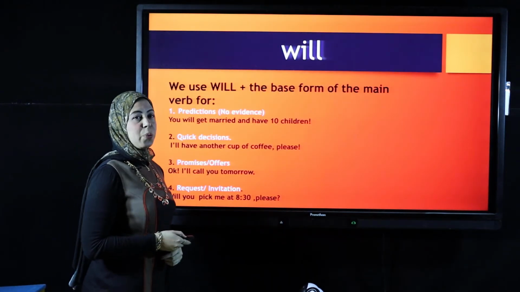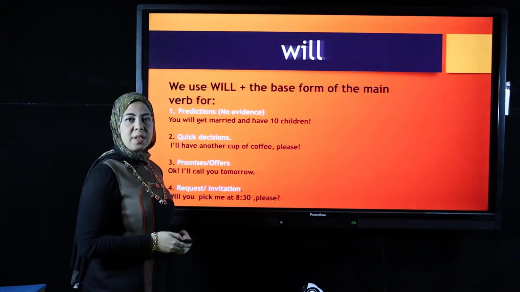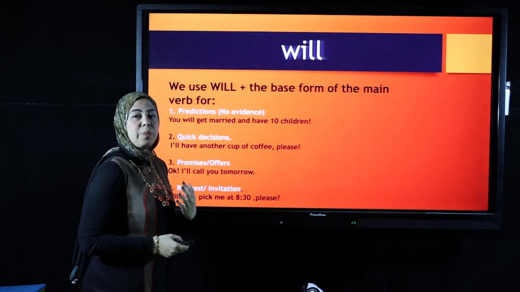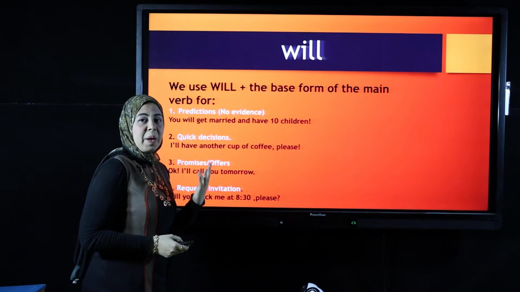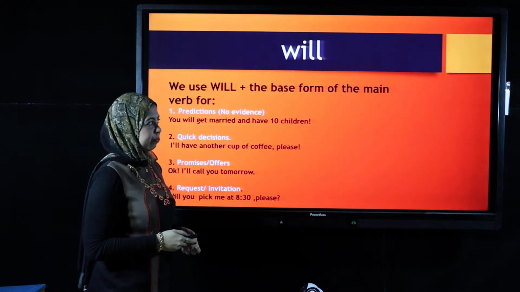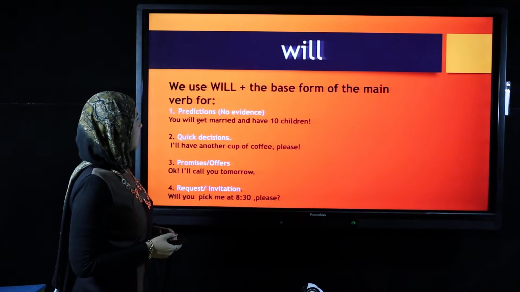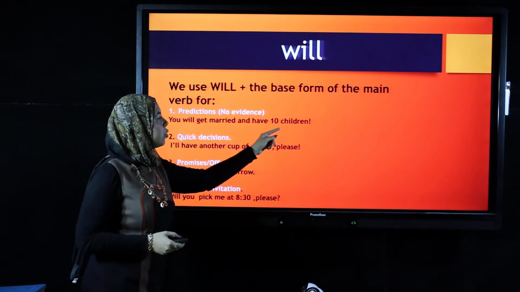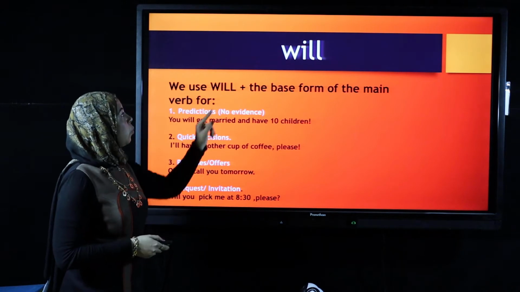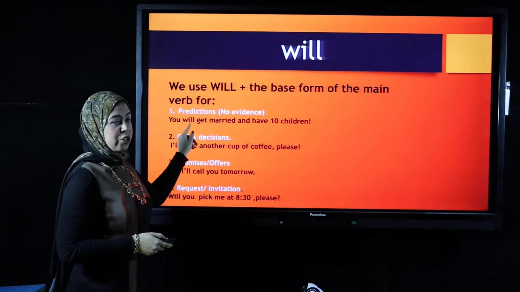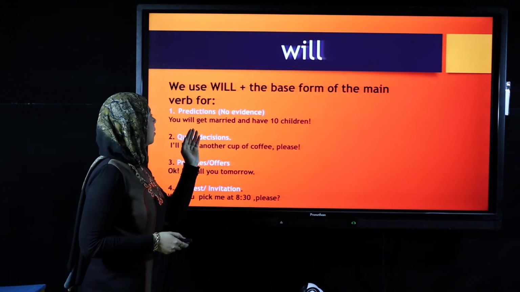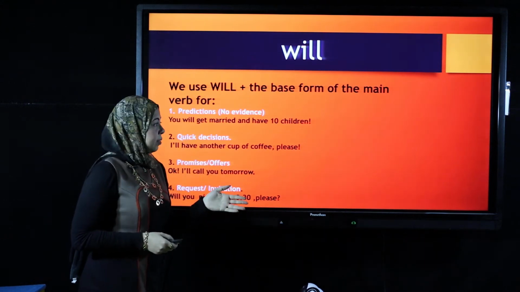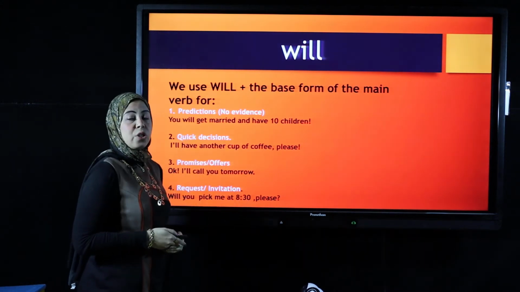Okay, how to use will? We use will to express something that is going to happen in the future. Something didn't happen yet, but we are expecting it to happen in the future. Like when we say, you will get married and have 10 children. Here we used will for predictions. We predicted that you are getting married in the future and you will have 10 children.